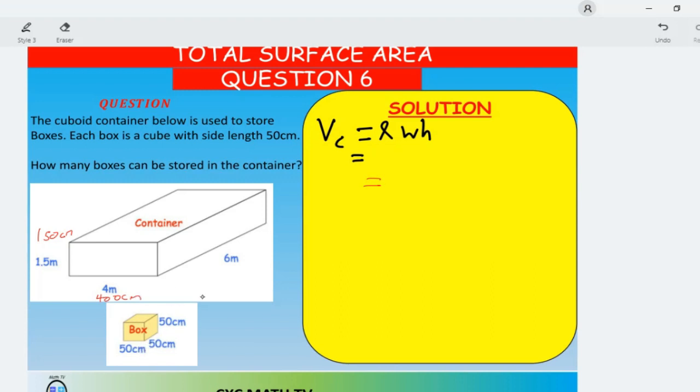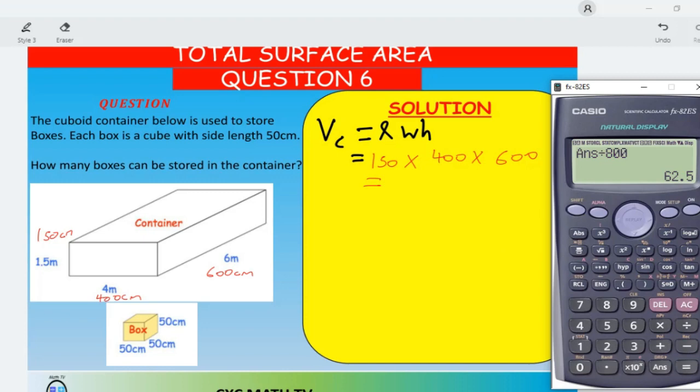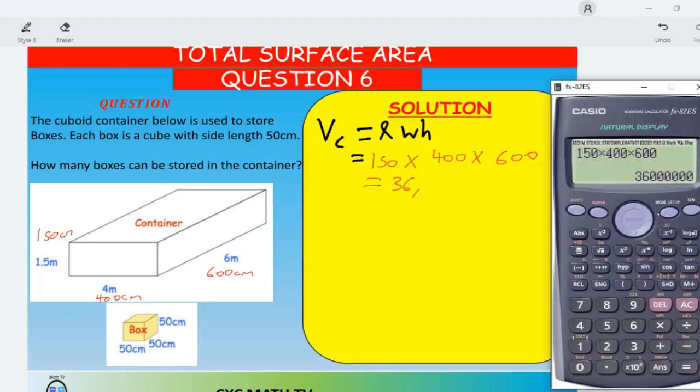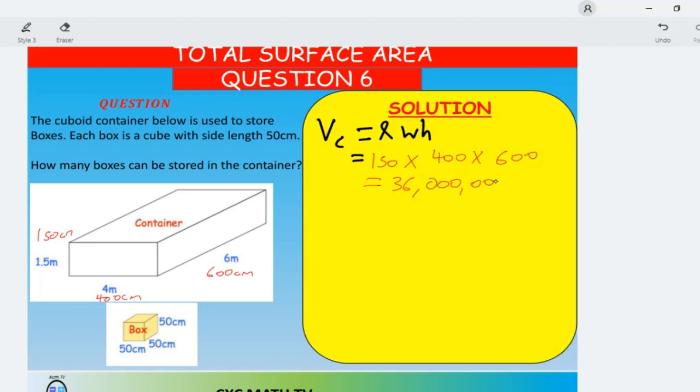I noticed that the second part of the question has centimeters. So straight away, I want to work out everything in terms of centimeters. So 150 times 400 times 600. That way I get the volume in centimeters cubed. So 150 times 400 times 600, in centimeters cubed, which is a big number. I can't even say it. This is 36 million cm cubed.